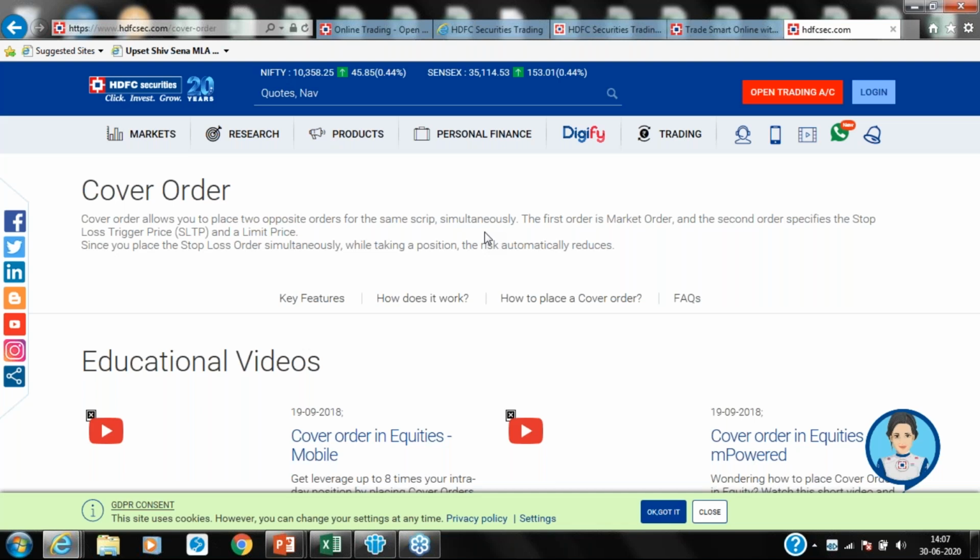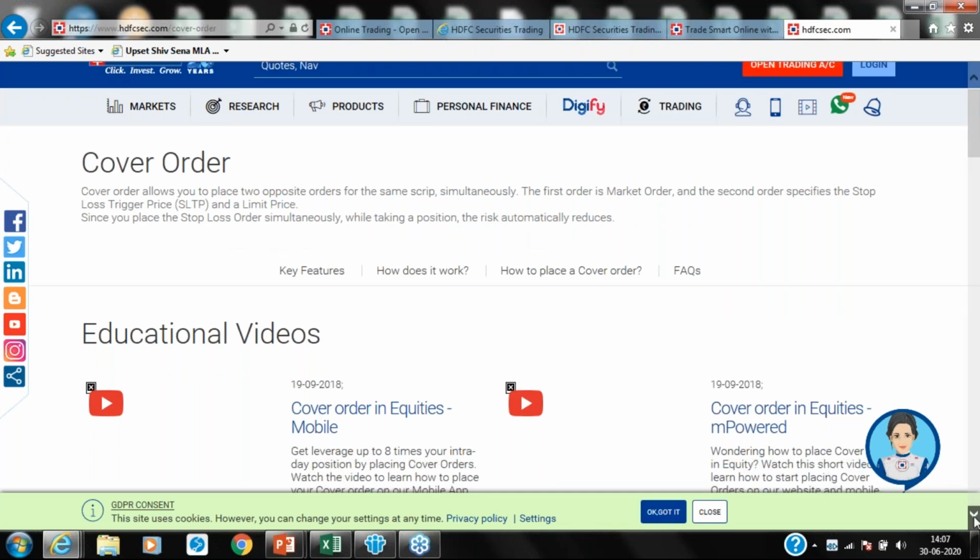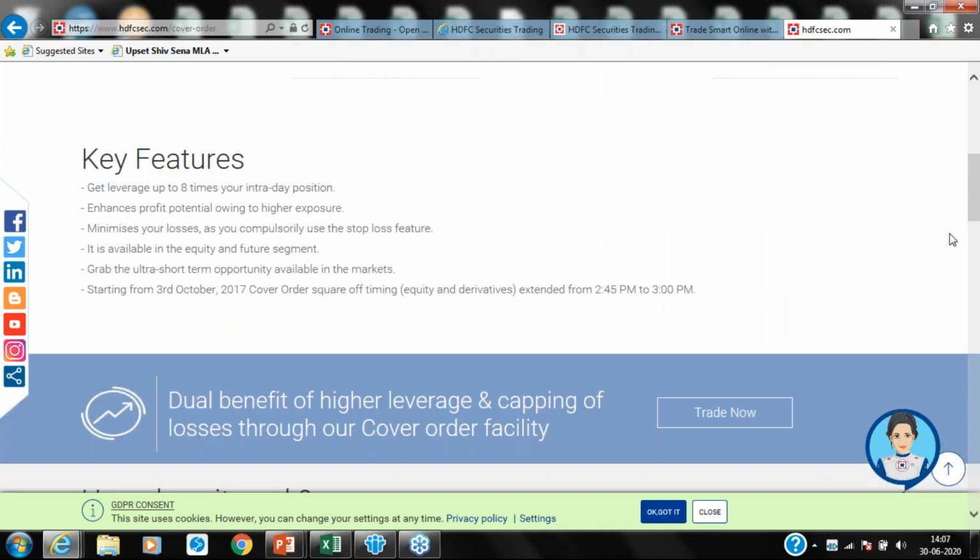Since you are doing it for intraday trading, you can also use a cover order for short selling. Now, what is short selling? Short selling is basically, if you have a bearish view in the market, if you believe that the market will go down in the next half an hour, or in the next 2 or 3 hours, you can use this cover order facility and short sell the stock for intraday. So this is the main benefit of a cover order.